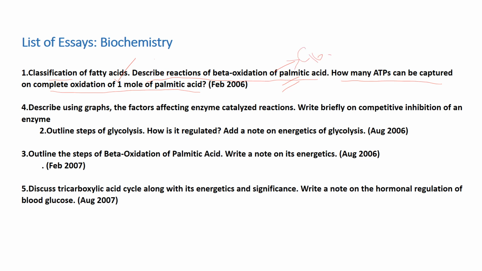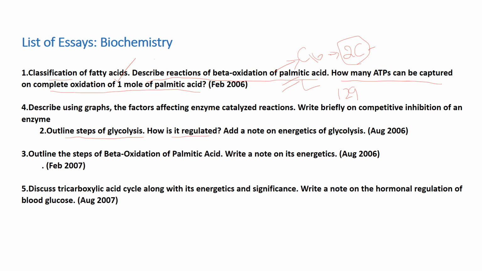C16 means it is converted to a two carbon form called acetyl CoA. So 7 cycles repeat and exhaust this palmitic acid. And how many ATPs are captured when oxidation is complete? You have to write that 129 ATPs are generated.